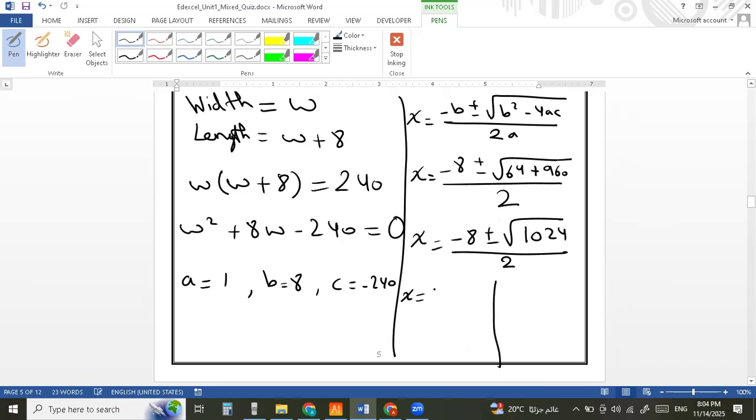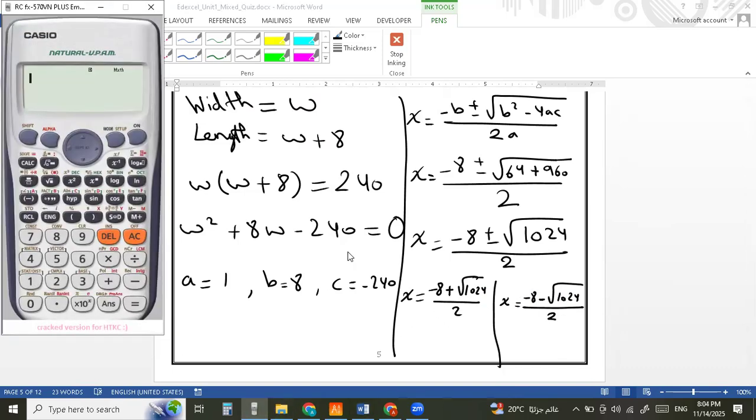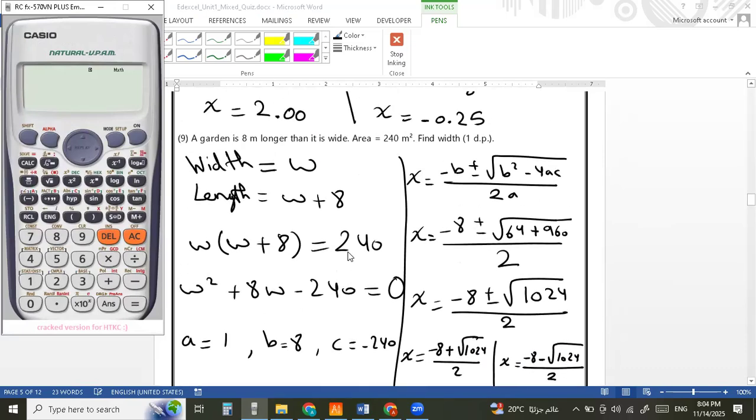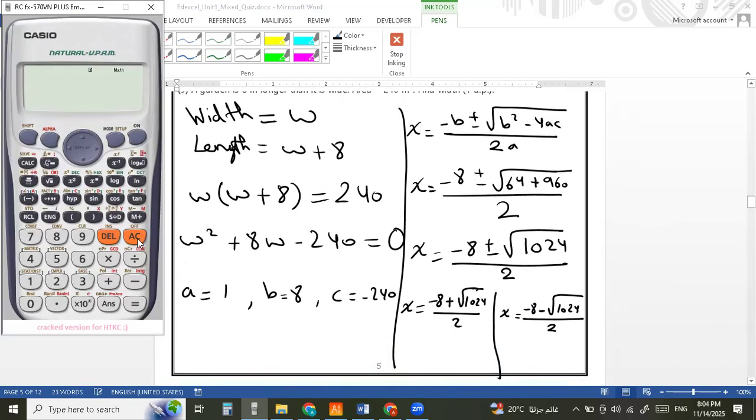X equals -8 plus root of 1024 over 2. X equals -8 minus root of 1024 over 2. Now, what am I supposed to do? Use the calculator and round your answer to 1 decimal place.